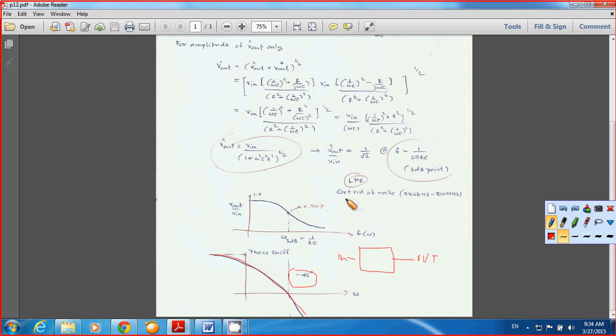Okay. And the low pass filter is sometimes used to get rid of noise. When you have high frequency noise, it does not allow the higher frequency to be amplified, or the gain is very small. That's how the low pass filter works.